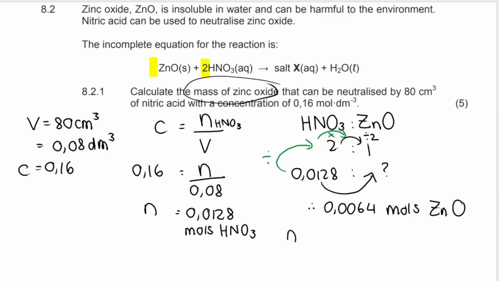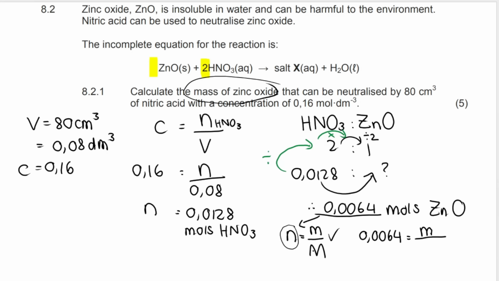I know the moles, I want to know the mass. So my final step is to convert it back into mass using this formula. You need to write your formula first to get you a mark. Then in the place of n, I put my number of moles. So it's 0.0064. I'm looking for mass.